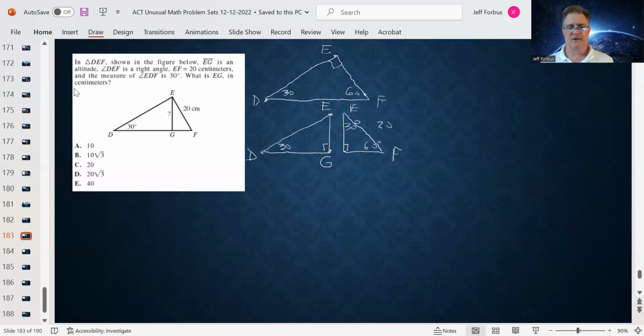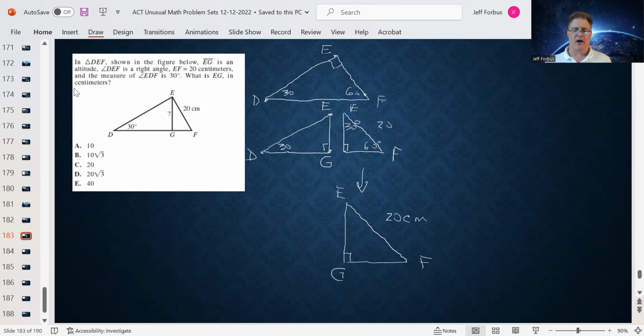Now remember, I'm going to draw this down here to give us some more room to work. Make it a little bit larger. This is G. This is E. This is F. You know this side is 20. I think it's centimeters. Yeah, centimeters. Now it's a 30, 60, 90 triangle. With that being said, angle E is the 30-degree angle.